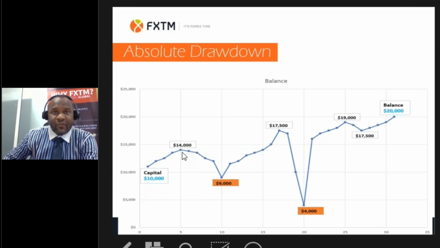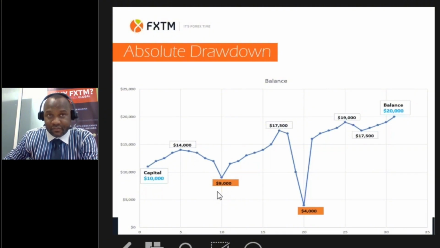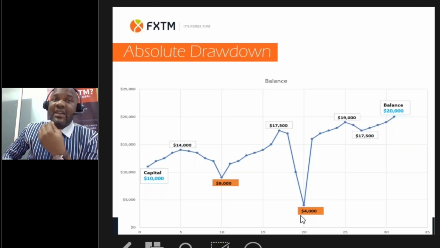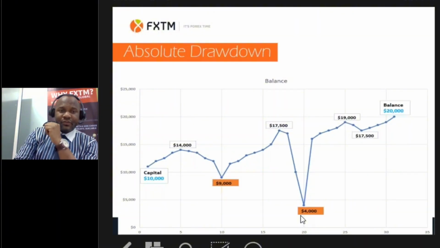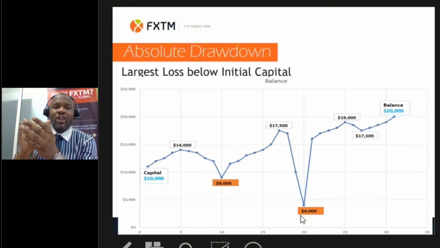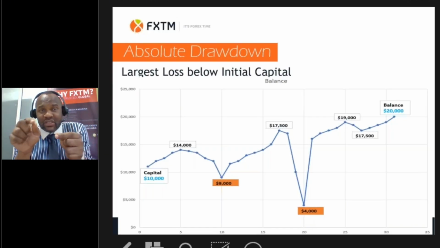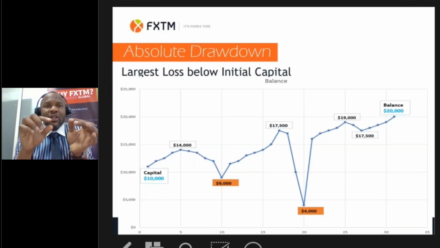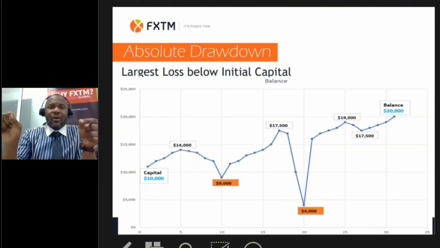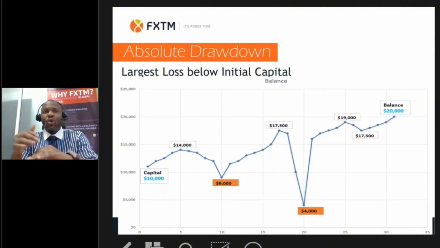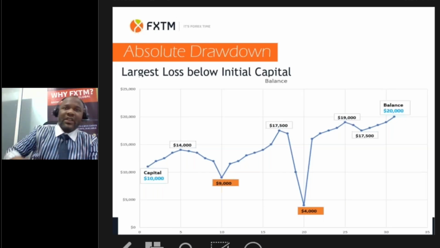The first time he fell from 14,000 down to 9,000. Okay, it went up to 17,500. Fell from there down to $4,000, even below his starting capital. Now, absolute drawdown is the largest loss below your initial capital. So when you check your report on MT4 that I showed you earlier, there's a place where it says absolute drawdown. What that is calculating is the amount you fell below the starting capital of that account within that period.